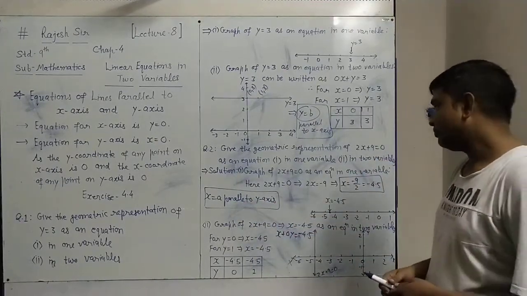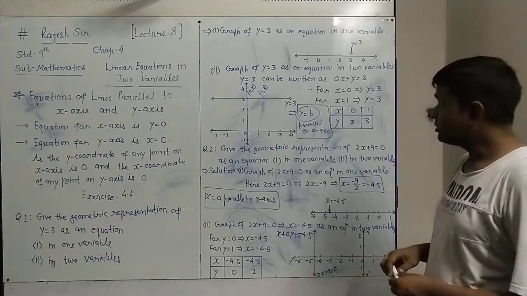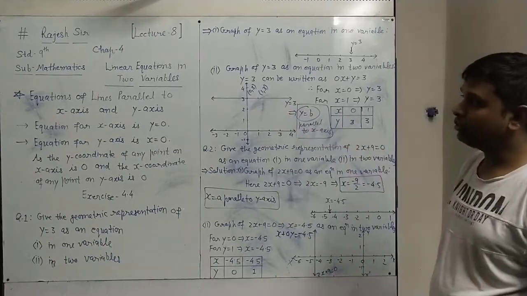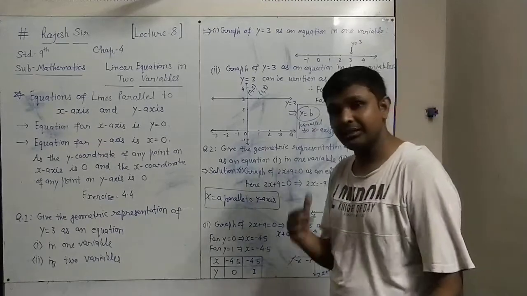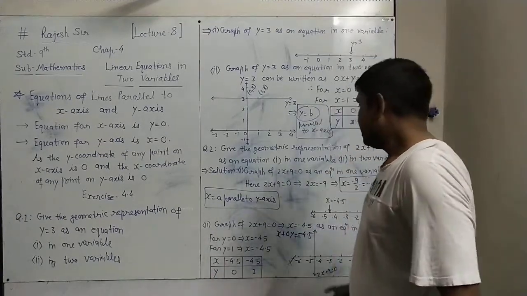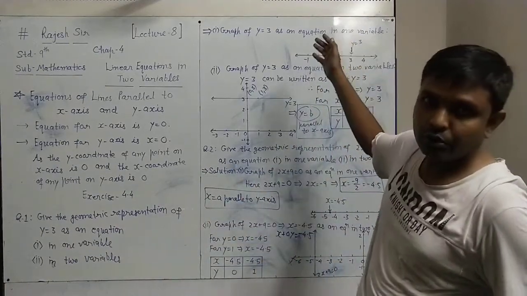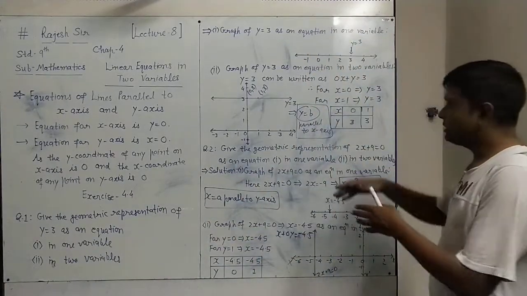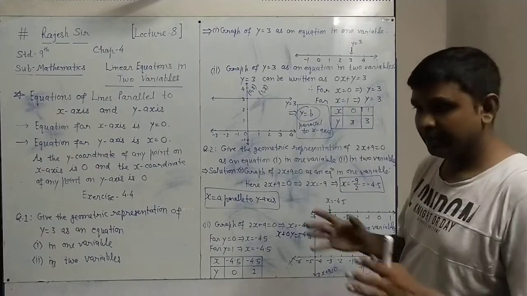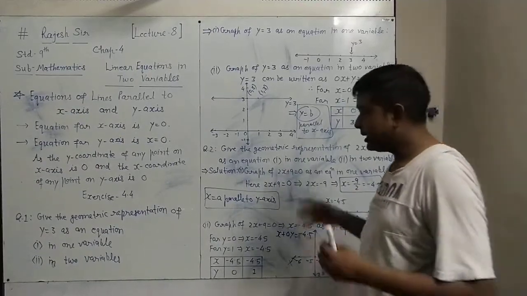So this way in the graph we have seen this relation, how we can understand the lines parallel to the x-axis and y-axis, and how to represent in one variable, where only one line we have to show, and in two variables, where both the x-axis and y-axis we have to take, and the pair of coordinates we have to take and show it.